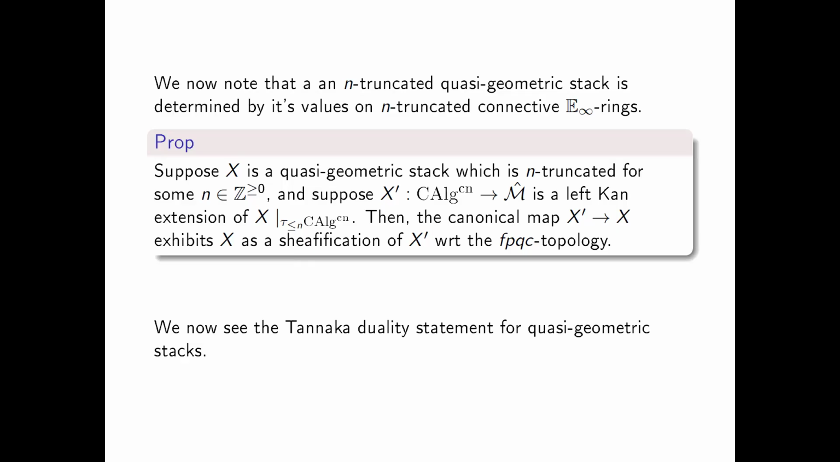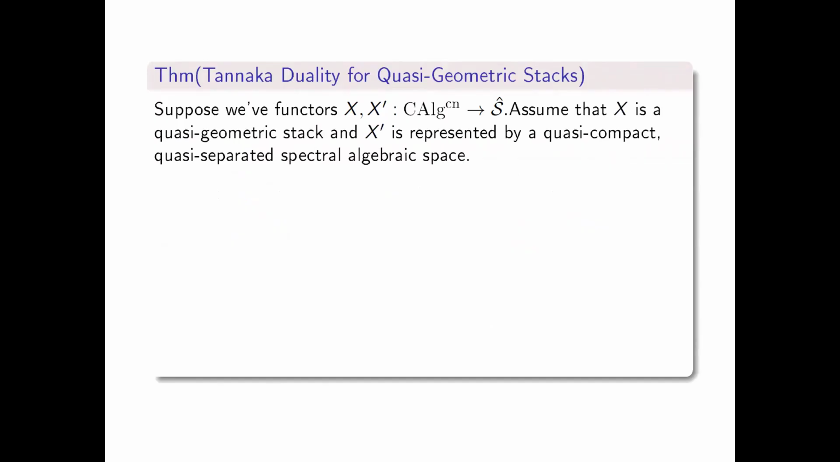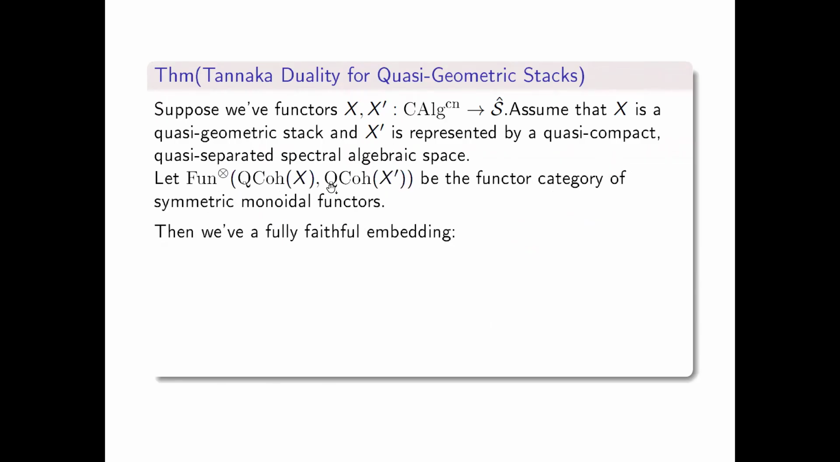So 36 minutes, that's not bad. So we'll now see the Tannaka statement for quasi-geometric stacks. Suppose we start with functors X and X dash from CAlg into S hat, and assume that X is a quasi-geometric stack and X dash is represented by a quasi-compact, quasi-separated spectral algebraic space.